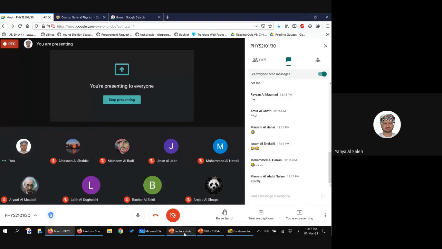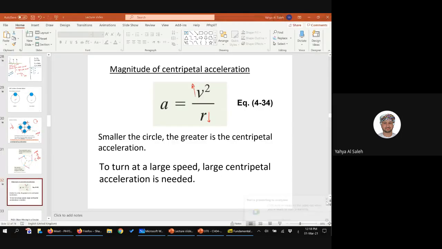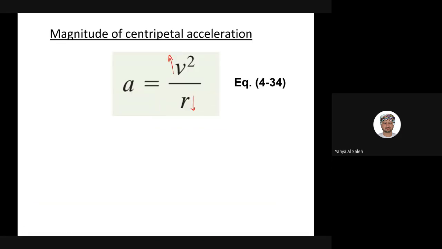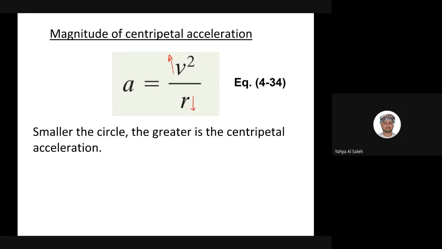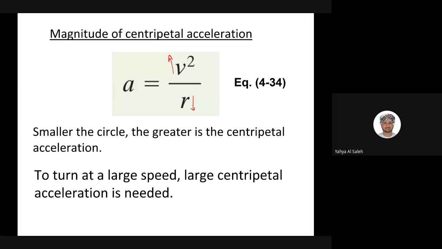Well, it has to do with this. a equals v squared over r. This is the centripetal acceleration. Now you will notice that the radius of the circle is in the bottom and the velocity is at the top, which means if you want the same amount of acceleration to keep it in a circle, you need to do one of two things.